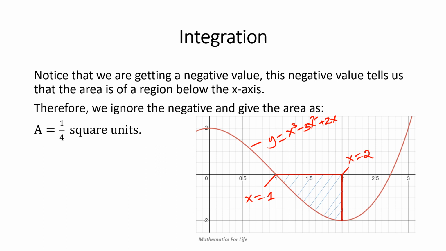So therefore, we shall ignore the negative and give the area of the region bound by the curve y is equal to x cubed minus 3x squared plus 2x, and within the limits of x is equal to 1 and x is equal to 2, as simply a quarter square unit. So every time you're working out the area bound by the curve and for the provided limits and you're finding a negative result, that just tells you that the area that you're finding is the one that is below the x-axis.